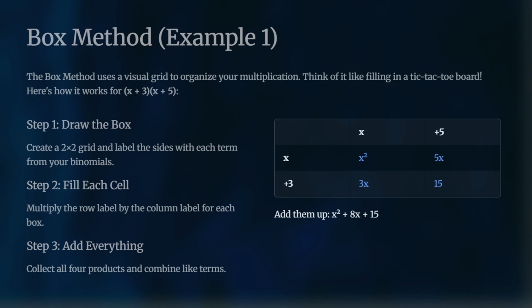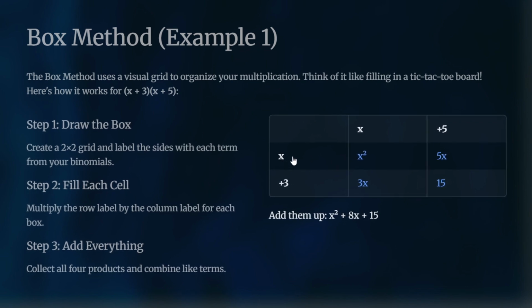Then we'll multiply the row label by the column label for each box. So x times x is x squared. 3 times x is 3x. x times 5 is 5x. And 3 times 5 is 15. Now if we collect all four products and combine like terms, that will be x squared plus 8x plus 15, just like we saw for the FOIL method.